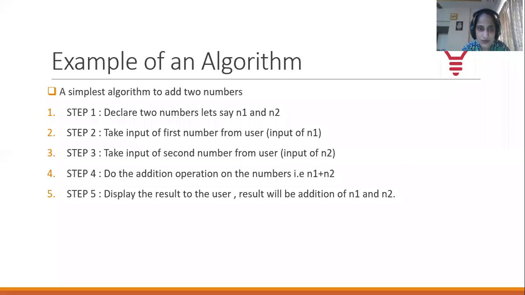Then in step 2 we take the input of the first number from the user, because we have marked in the first step that the first number is n1. In step 2, yes, we can denote that number as n1. Step 3 will talk about taking input of the second number. Step 4 will talk about addition of them, and step 5 will talk about displaying the result, and then it's going to end.